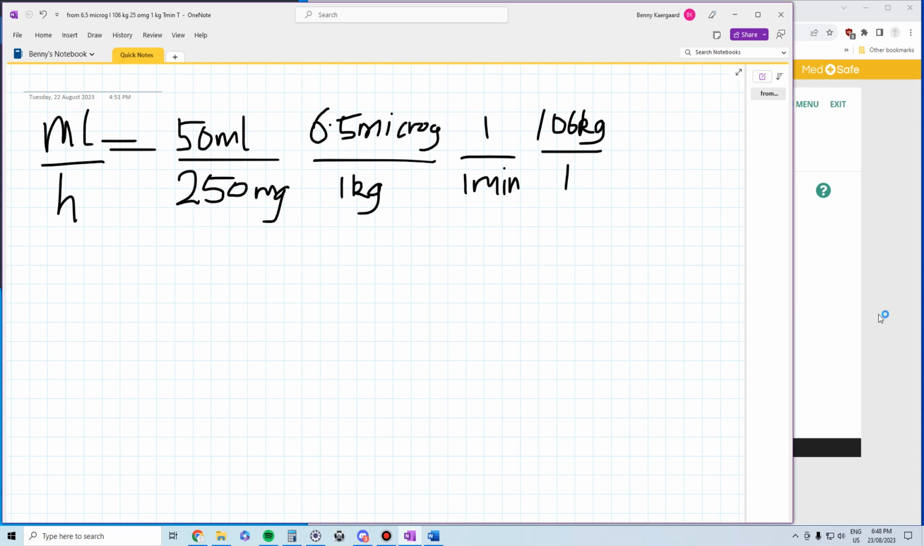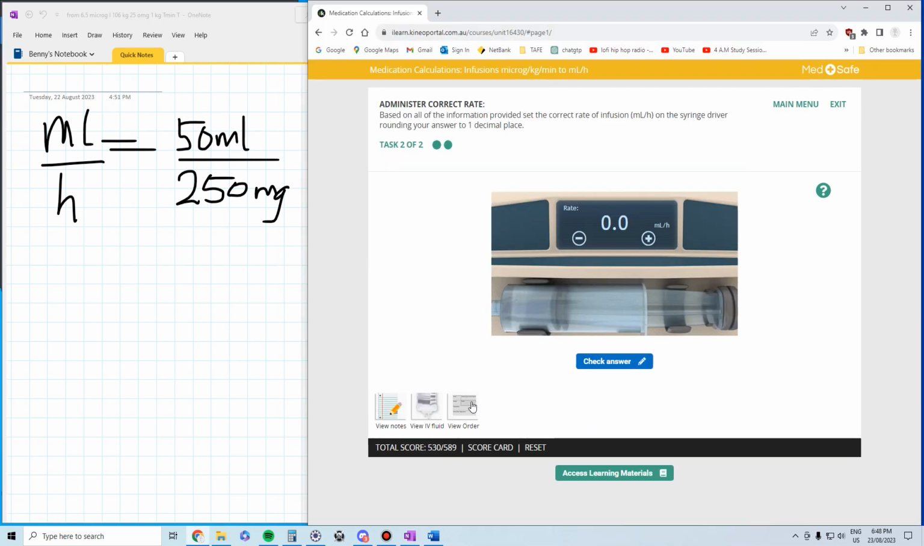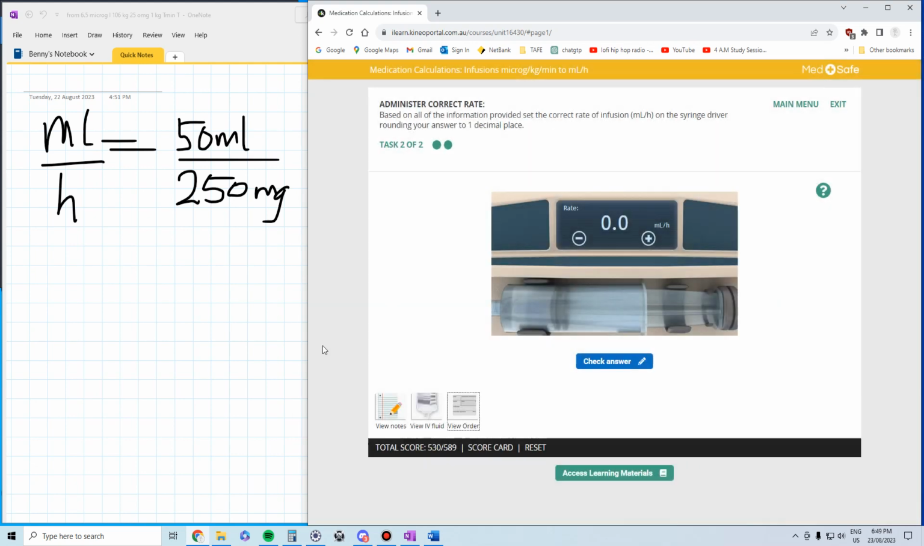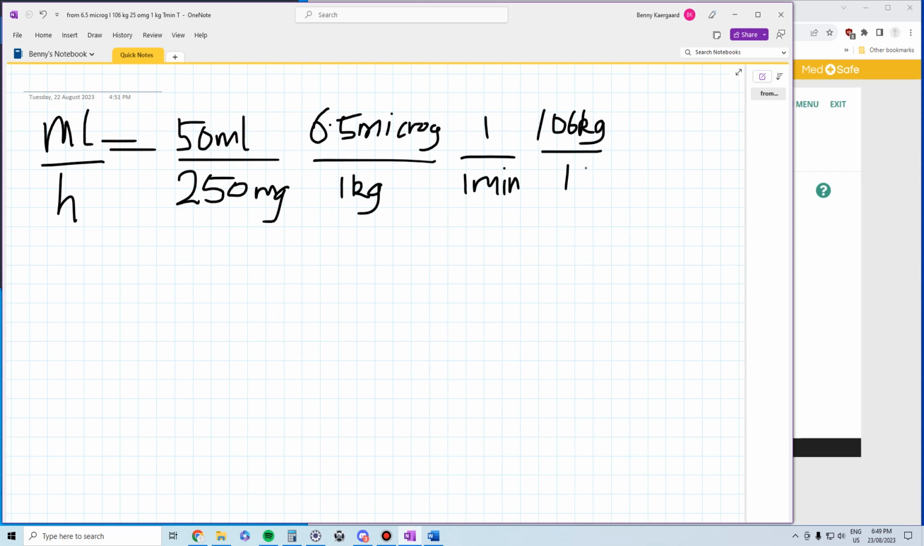Now I think we're ready for conversions. We do all the conversions on the right, just to make things easier. Yep, got everything. So, we want hours on the bottom. That's 60 minutes in 1 hour.